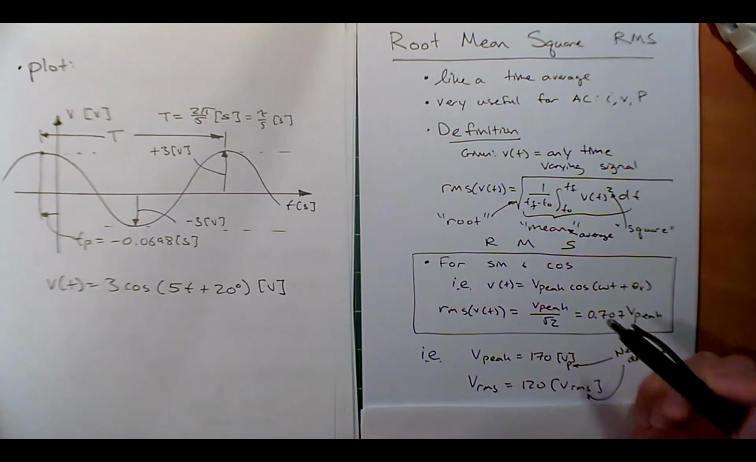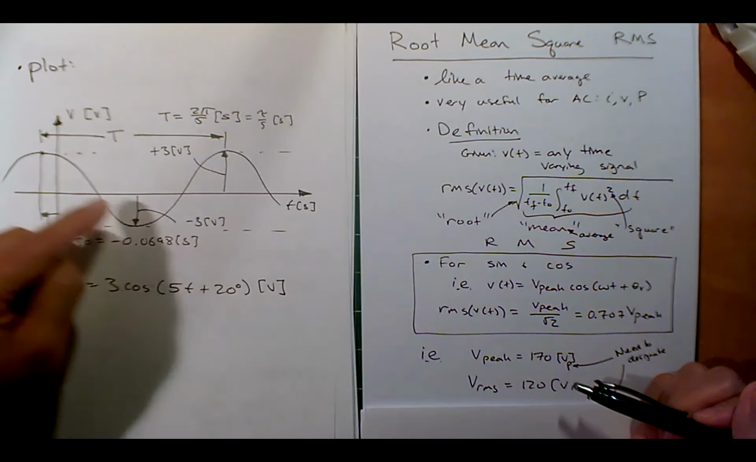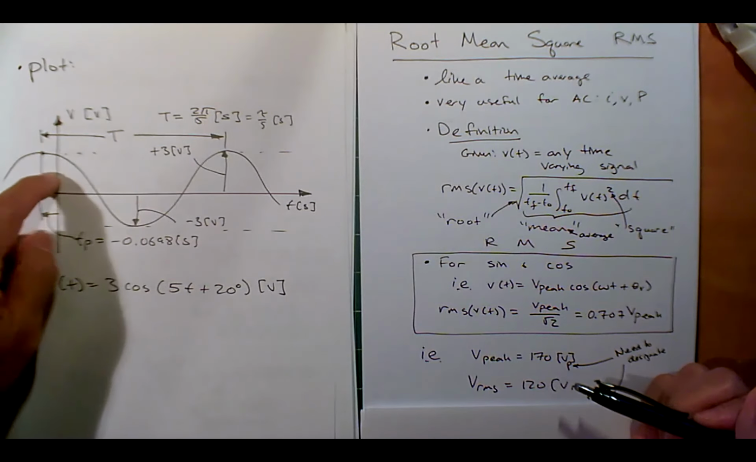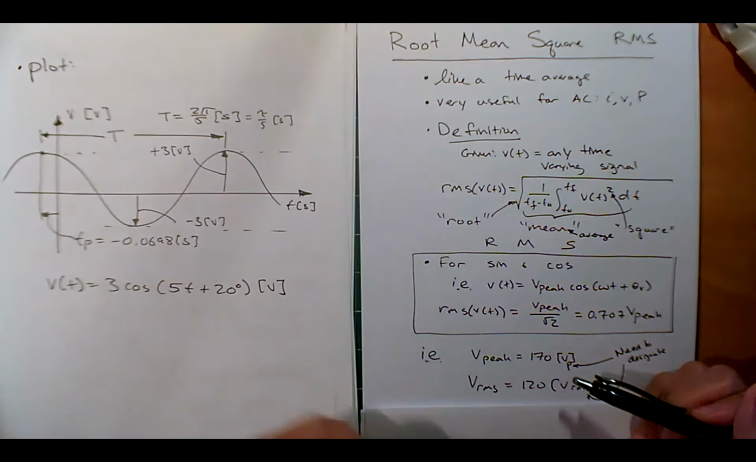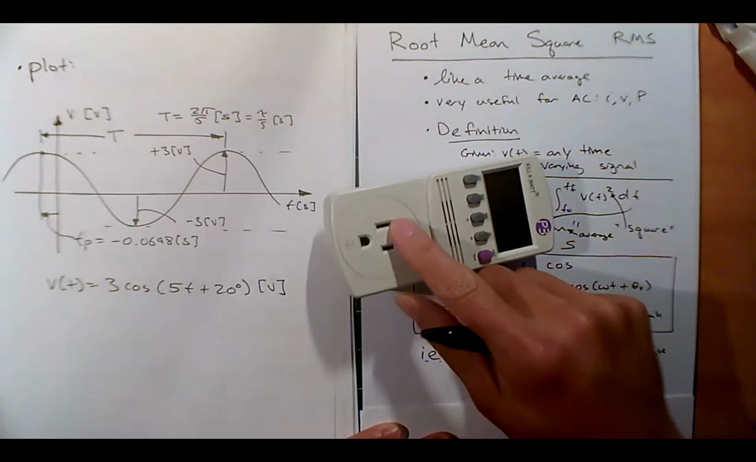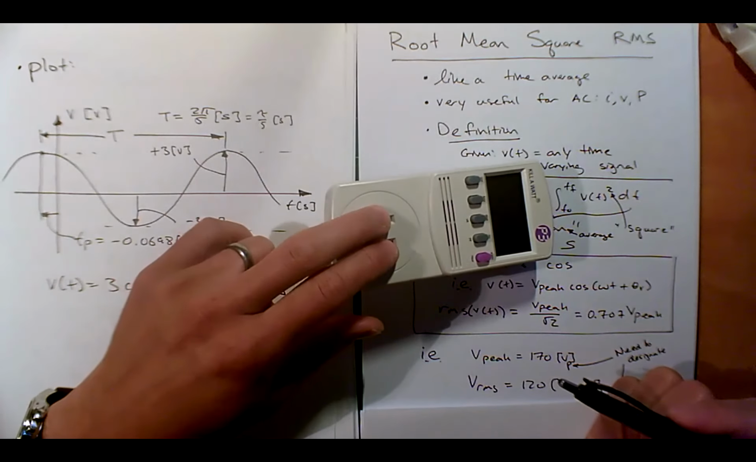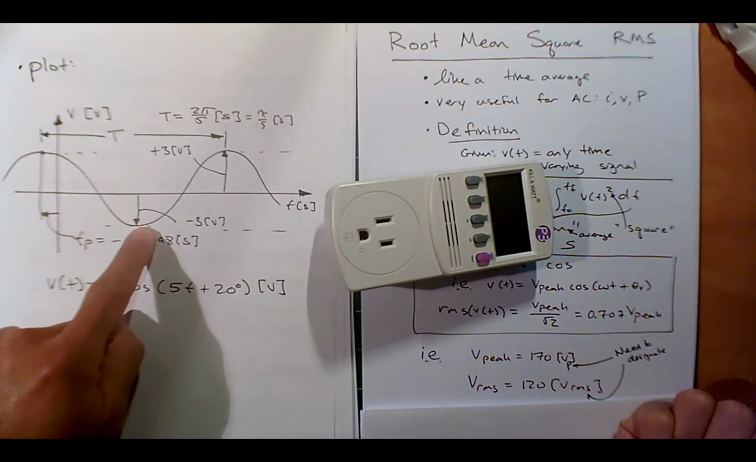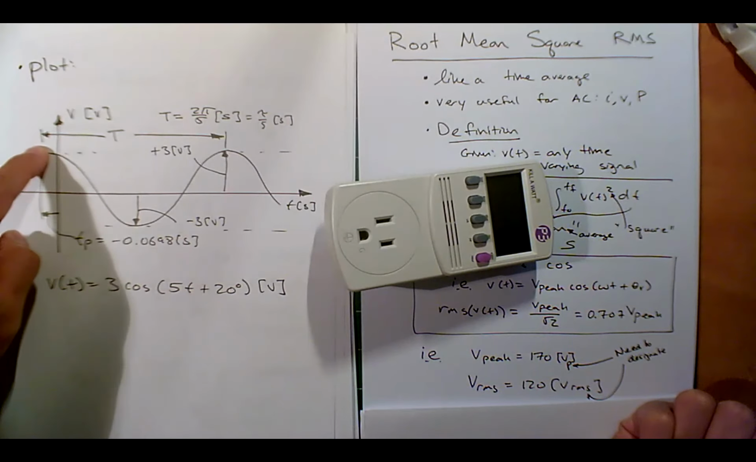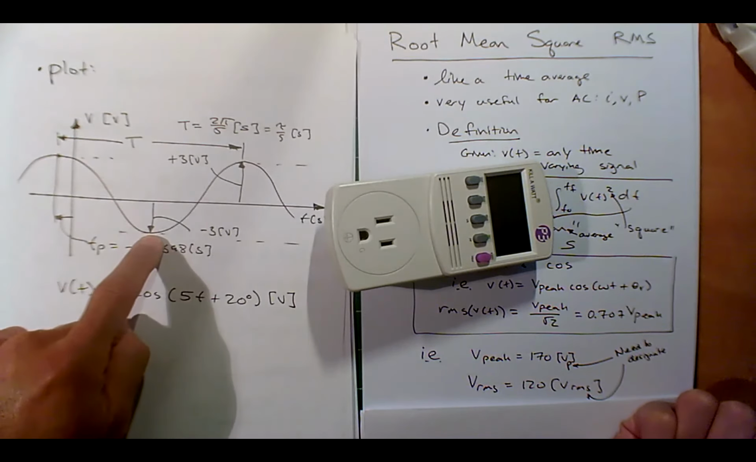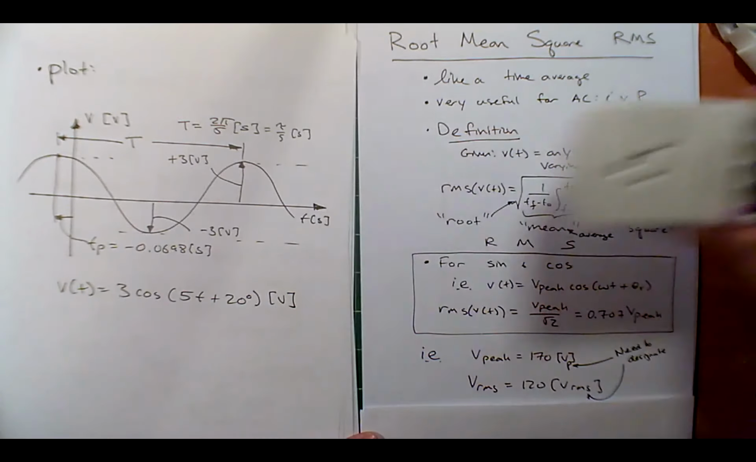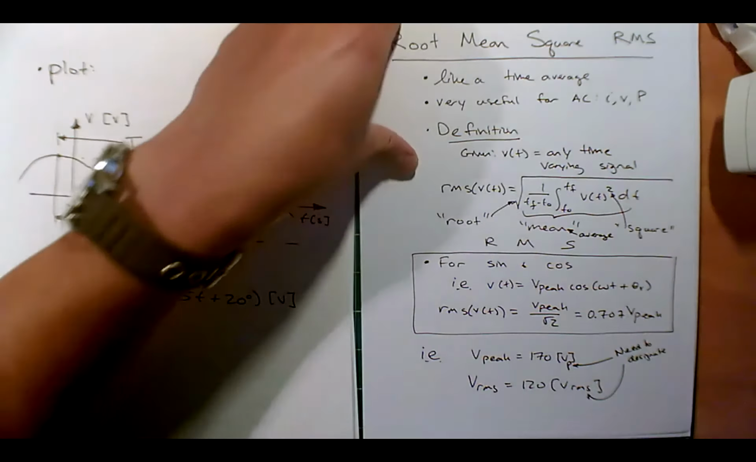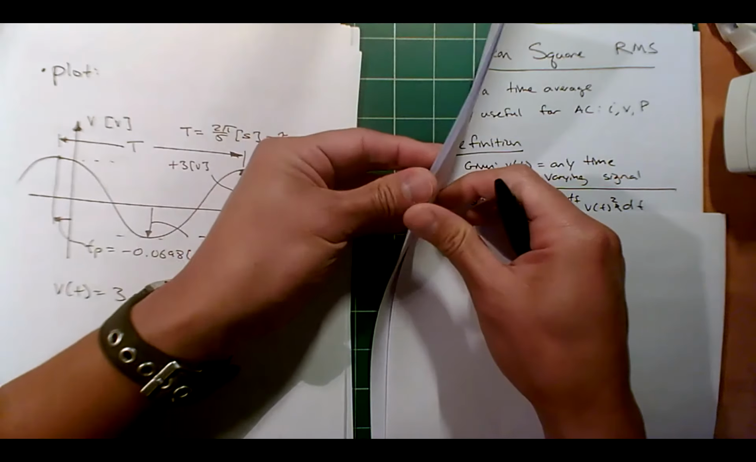So you might ask, does that mean that if I say 120 volts out of my wall socket, my power socket, like this one right here, this is 120 volts AC, that it's going all the way to 170 volts and down to negative 170? Yep, that's exactly what I'm saying. It's going from positive 170 to negative 170. Makes sense. Let's keep going.